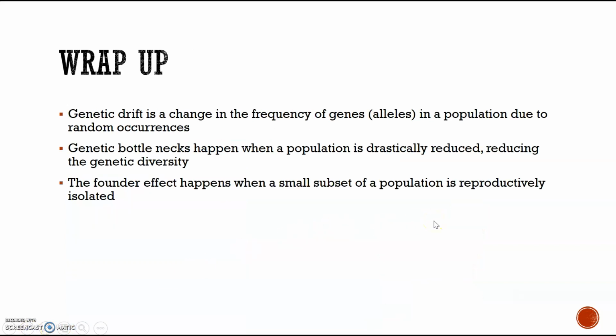All right, so to wrap up real quick, genetic drift is a change in the frequency of genes in a population due to random occurrences. Genetic bottlenecks happen when a population is drastically reduced, reducing its genetic diversity, and the founder effect happens when a small subset of a population is reproductively isolated.